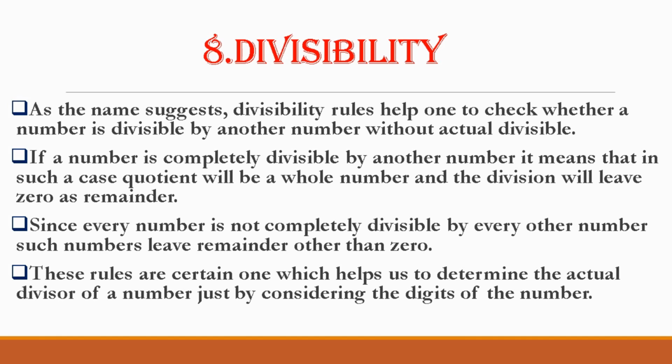As the name suggests, divisibility rules help one to check whether a number is divisible by another number without actual division. If a number is completely divisible by another number, it means that in such a case, the quotient will be a whole number and the division will leave 0 as remainder. Since every number is not completely divisible by every other number, such numbers leave a remainder other than 0.